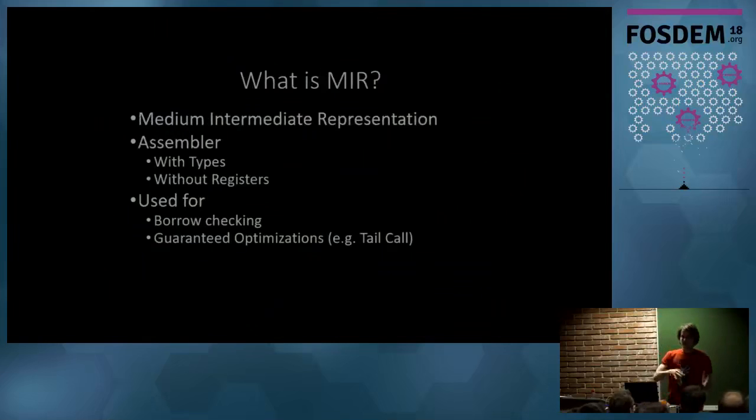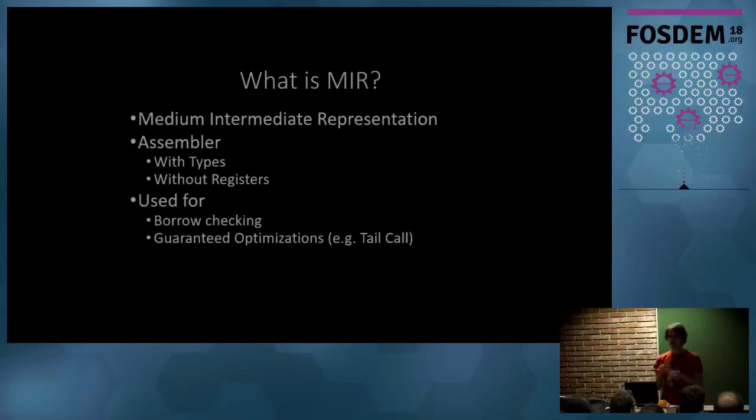So let's go back to the bottom. What is MIR? MIR is called a medium intermediate representation. What's that? Well, it's basically an assembler language. But it's very close to how Rust builds your code. So you have types. You don't have any registers. You have local variables. And it's already used for a lot of things.